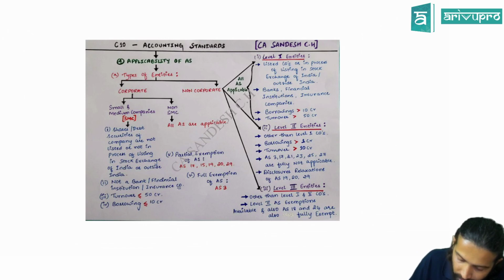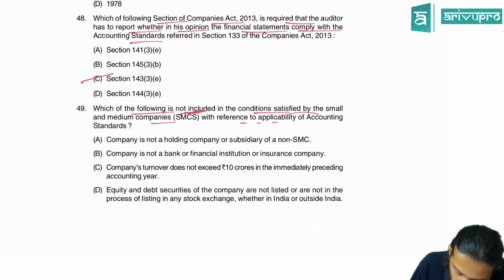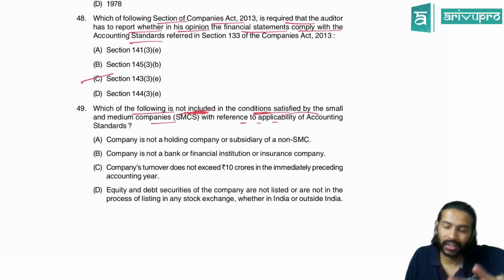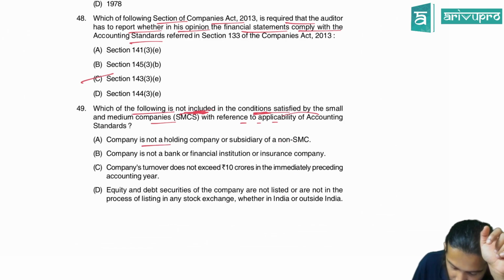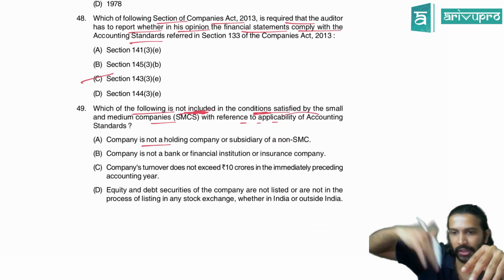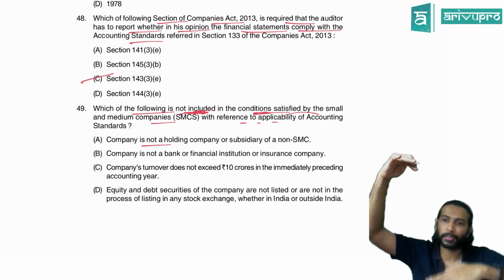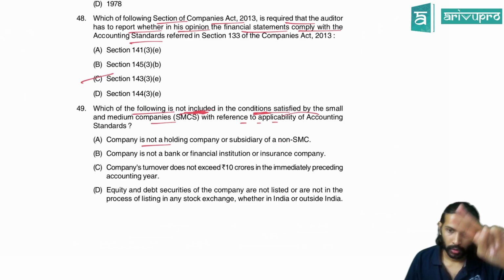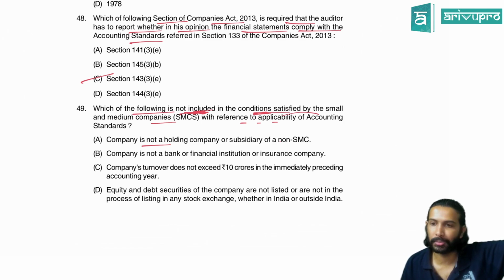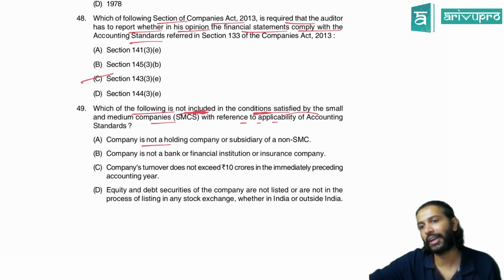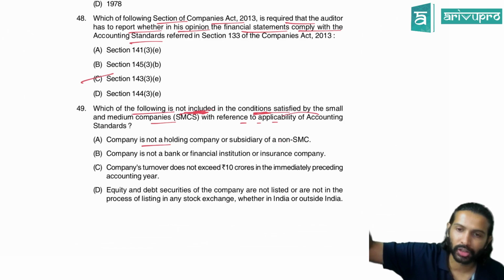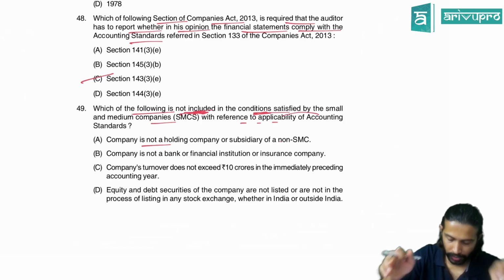Now in this question they are saying, which of the following is not included, stress the words not included, in the conditions. We just now saw the conditions. They are asking which of these options is not a condition for SMC. One, company is not a holding or subsidiary of a non-SMC. Yes, this is a condition. Meaning, if the holding company is not an SMC, then the subsidiary also cannot be an SMC. If holding is not SMC, subsidiary is also not SMC. If subsidiary is not SMC, holding is also not SMC. That way they have given the condition.